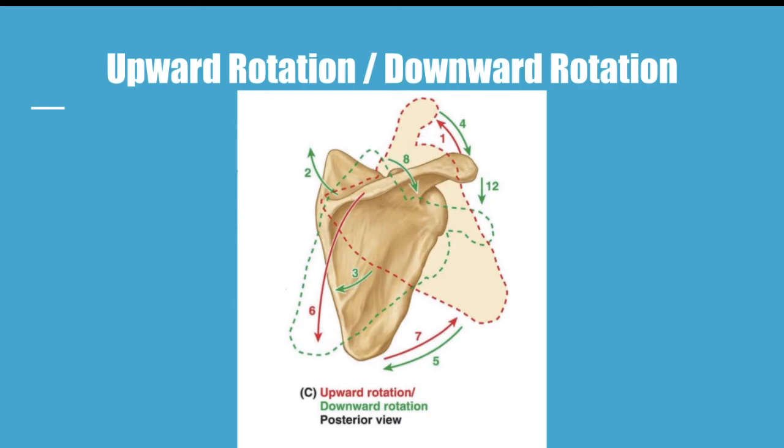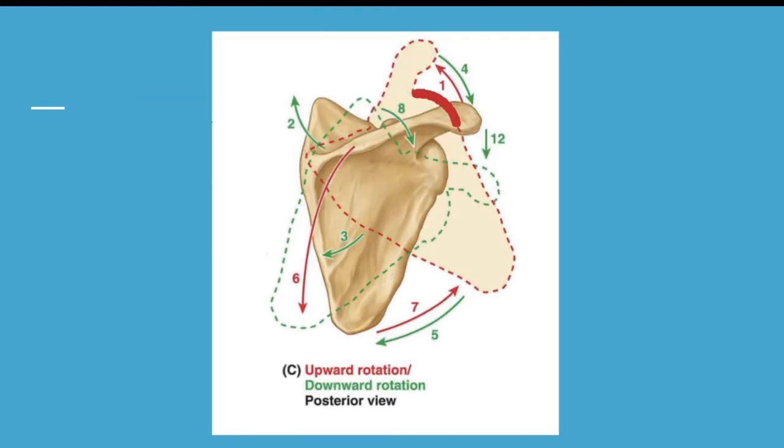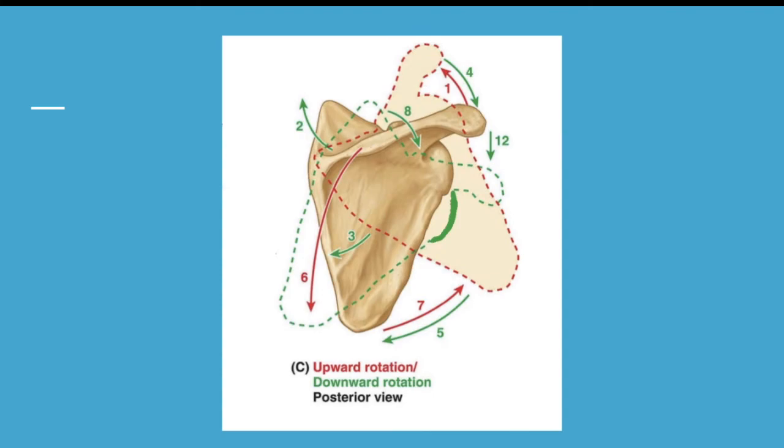For upward rotation, you have the glenoid fossa pointing upward, and I have that highlighted in red right here. And for downward rotation, the glenoid fossa is pointing inferiorly. So you can always remember upward and downward rotation by where the glenoid fossa is. Upward, glenoid fossa is up. Downward, glenoid fossa is down.